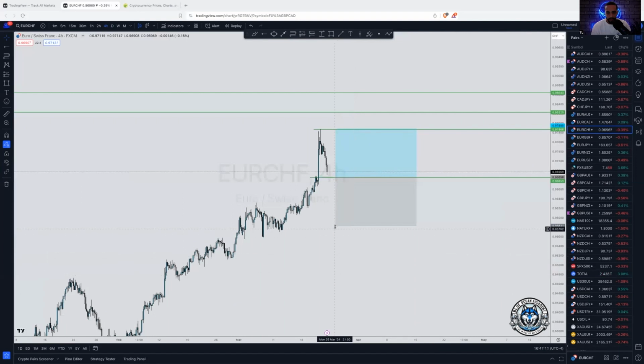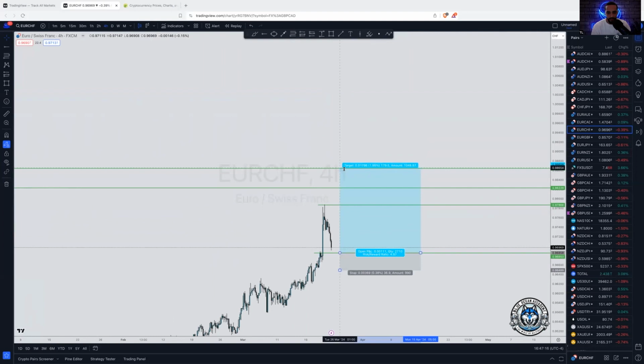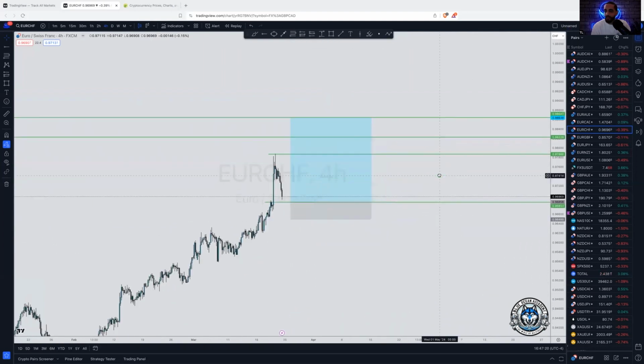Okay, again, not a hard stop. It's open for now, but these are the targets that we're looking to go to. Looking for buys at the 0.968 area. Again, I'm stressing that I'm not entering until Tuesday.